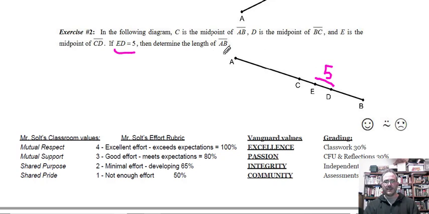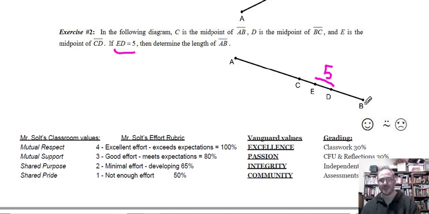I'd like you to stop the video right now, pause it here, and see if you can figure out the length of AB, because I think you have all the skills to tackle this right now, especially if that last one made sense to you. Remember, we learn by making mistakes. This is a great one to make a mistake on because it's easy to fix, and you're going to do great. Give it a shot.